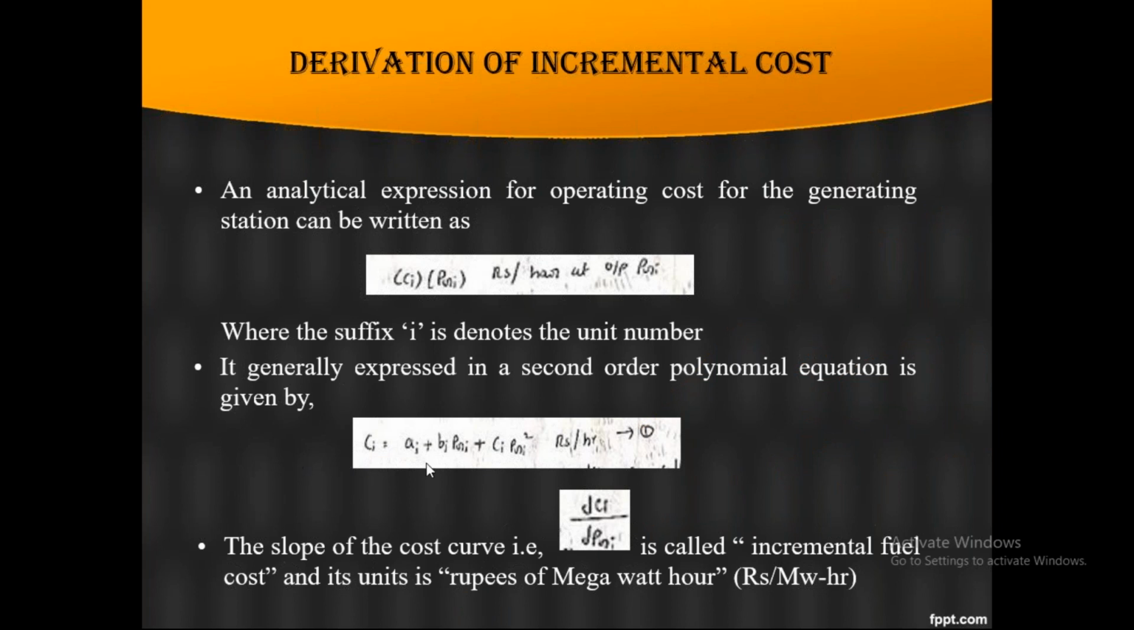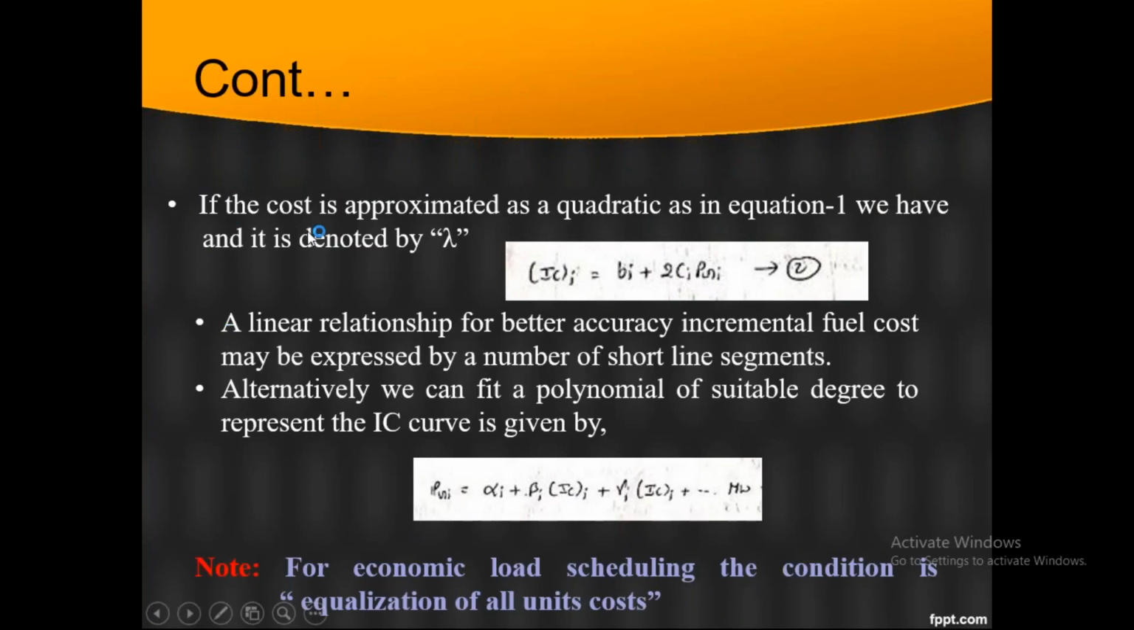In a problem, they will give an equation like this. After this equation, we have to differentiate that equation with respect to PG1, PG2 and so on. After that we will get the equation for the incremental fuel cost. If the cost is approximated as a quadratic equation, when it is differentiated, you will get bi plus 2 ci Pi. That is called the incremental cost and it is denoted by lambda. This is the notation of incremental fuel cost.